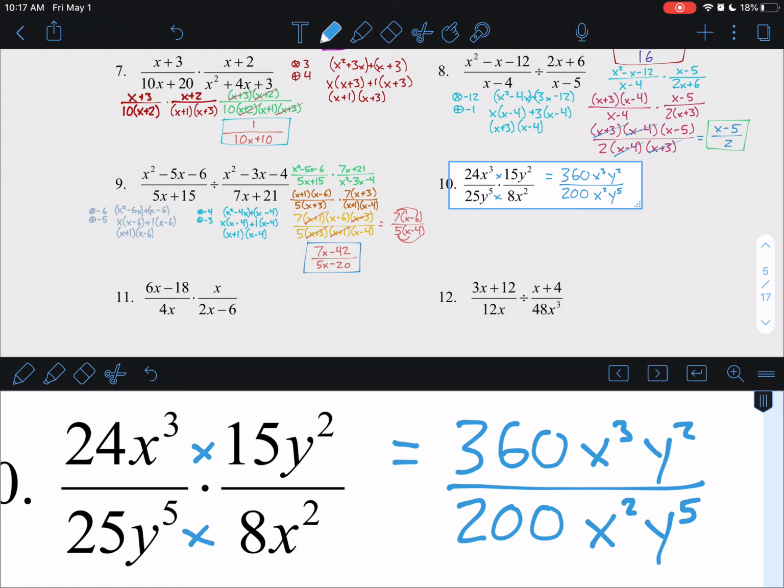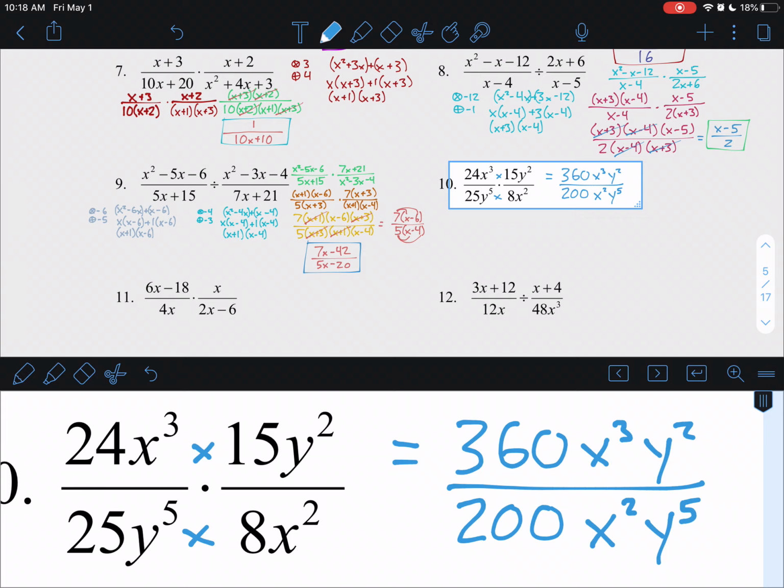Okay, so this is just like with those problems we did the other day. I can simplify things. I have those rules of exponents, and I have 3 x's in the top, 2 x's in the bottom, which means in the end I'm going to have 1 x in the top. Same with the y's. But first thing I want to look at is this 360 over 200.